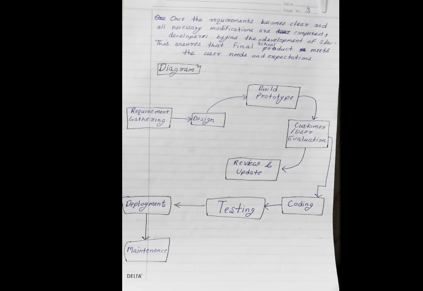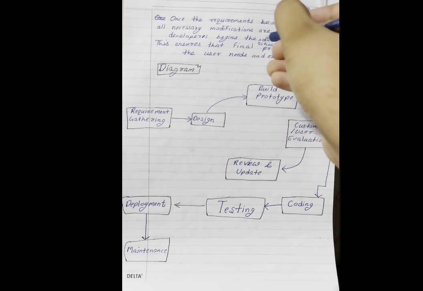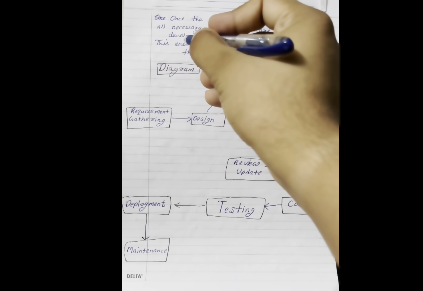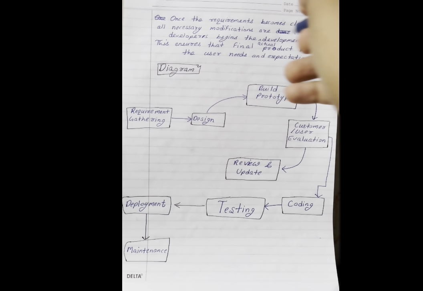And once the requirements become clear and all the modifications are completed, developers begin the actual development of the software, and this ensures that the final product meets the user needs and expectations.